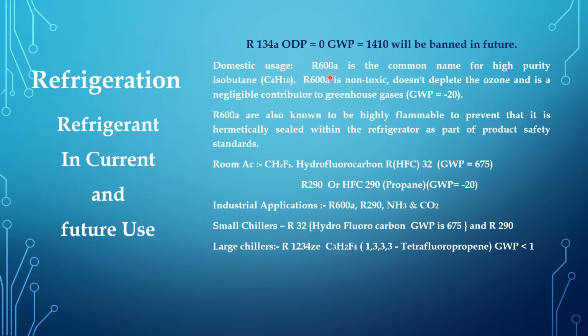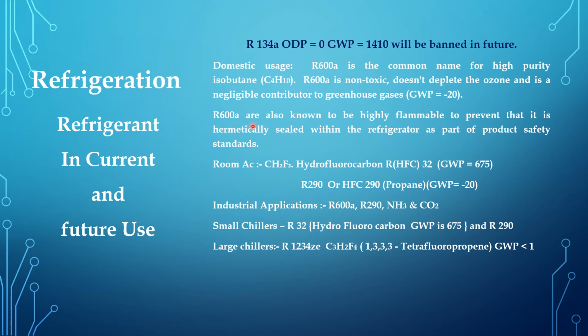For domestic usage, R600A is the common name for high purity isobutane, C4H10. It is non-toxic. It doesn't deplete the ozone and is a negligible contributor to greenhouse gases. That is, GWP is negative, minus 20. So this is the most preferred in use now. It's still in use in the US and European countries and it will be continued. This is the future refrigerant for domestic application and industrial application also.